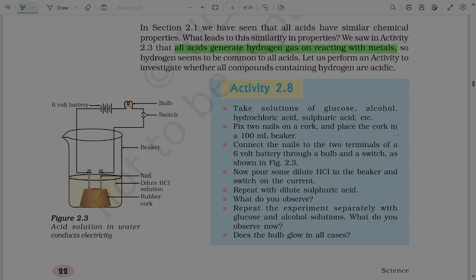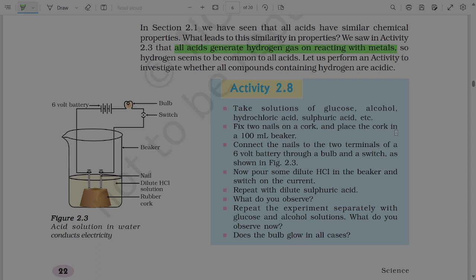The formula for glucose is C6H12O6. Biology students may know it. Alcohol: you can take any alcohol which has an OH functional group in it. Hydrochloric acid is HCl, sulfuric acid is H2SO4.